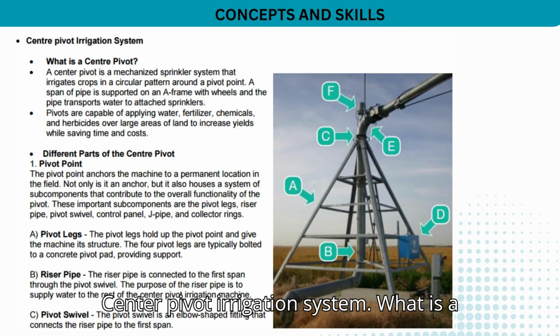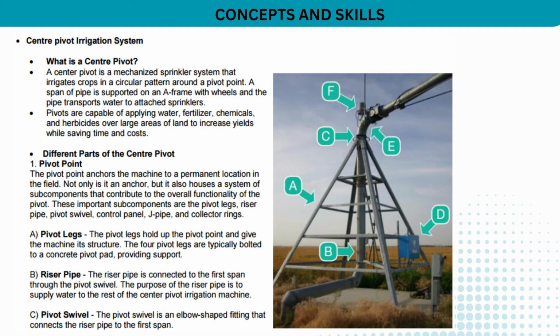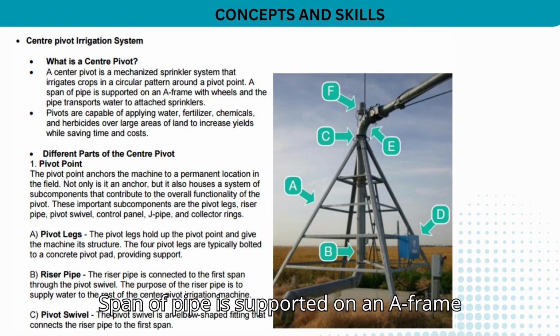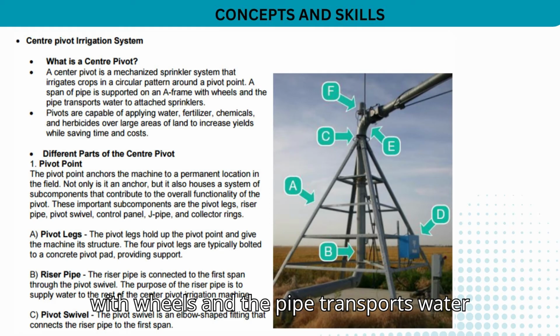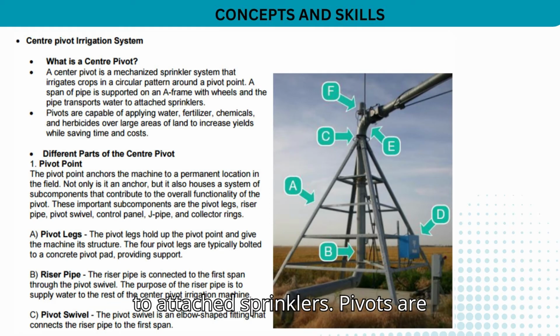Center pivot irrigation system. What is a center pivot? A center pivot is a mechanized sprinkler system that irrigates crops in a circular pattern around a pivot point. A span of pipe is supported on an A-frame with wheels and the pipe transports water to attached sprinklers. Pivots are capable of applying water, fertilizer, chemicals, and herbicides over large areas of land to increase yields, while saving time and cost. Different parts of the center pivot.